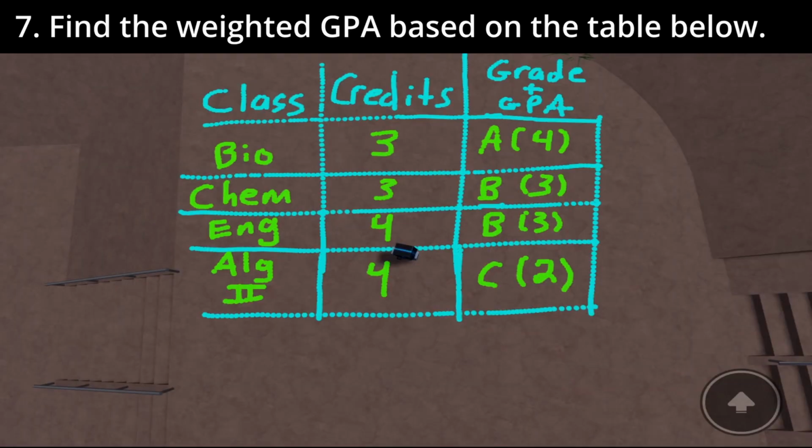In this problem, it says find the weighted GPA based on the table below. So here in this table, it says that a student took these 4 classes: bio, chemistry, English, and algebra 2. They were 3 credits, 3 credits, 4 credits, and 4 credits, and the grades he got were an A in bio, a B in chem, a B in English, and a C in algebra 2, which corresponds to a GPA of 4, 3, 3, and 2, respectively. And based on this, we've got to find the weighted average.